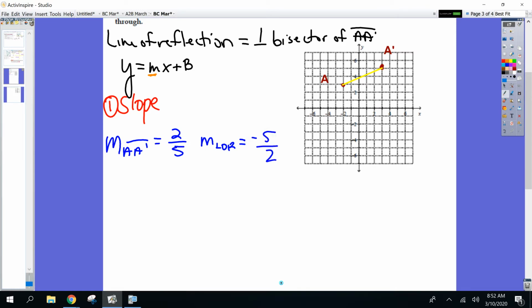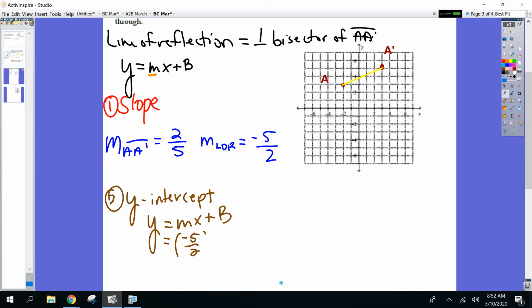There's your slope. Next thing we talked about, got to find the y-intercept. I've been watching you all year, and pretty much everyone uses y equals mx plus b to find the y-intercept, solving for b. The slope we already found was -5/2. Now, here's my question. How did you find an x and a y to plug in? Because the x and the y you plug in also has to be on your line of reflection. So how do I find a point that is also on my line of reflection?